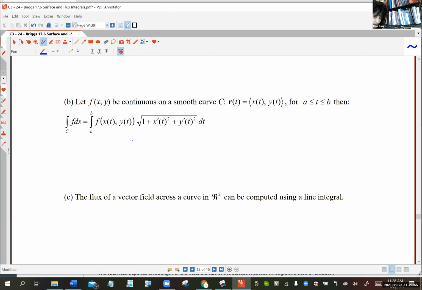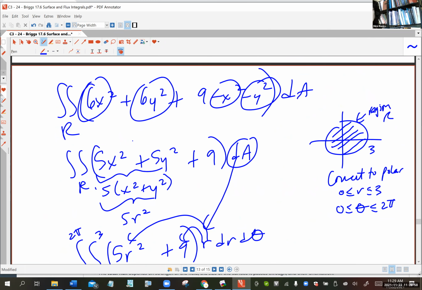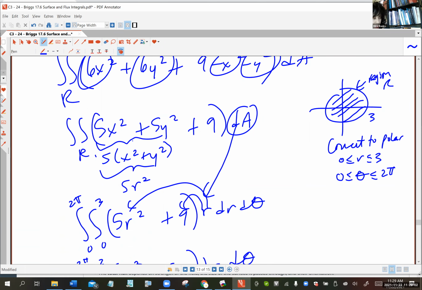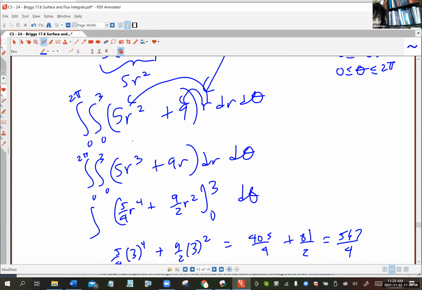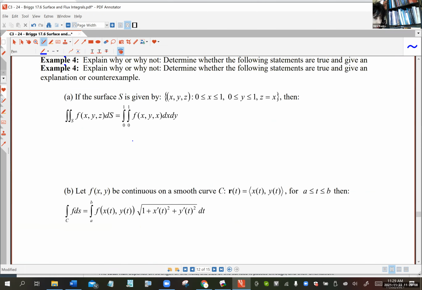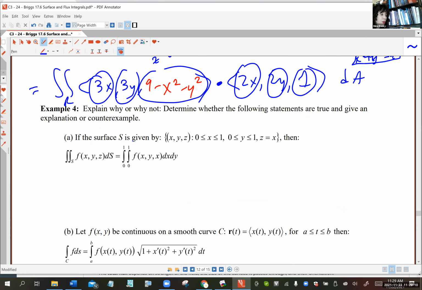And then after you do your dot product, you may or may not have to convert to polar depending on the region. We had to because our region was a circle. And we got our answer. Okay, and that concludes that example of flux. That is the only example I'm going to do for flux for you.